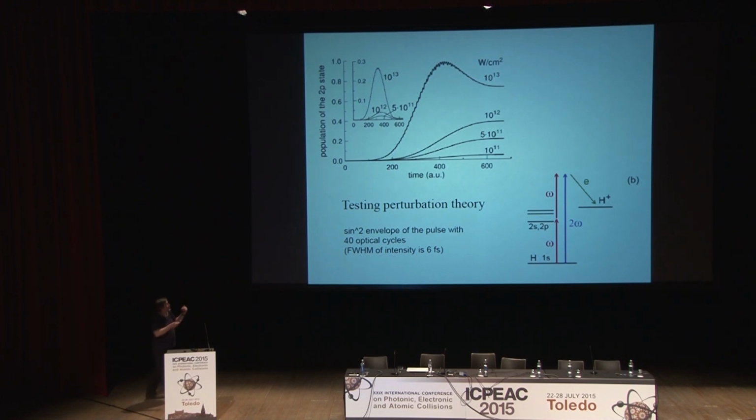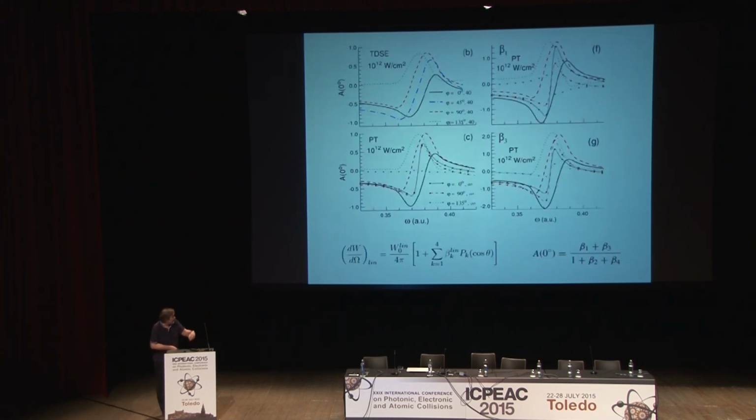So of course, perturbation theory doesn't work. It should work when almost all atoms are still in the ground state. So 10^11 is okay. And here, it's questionable, but qualitatively we know that it works. So the perturbation theory allows us to write some analytical equations. I will not comment on all the lines here.